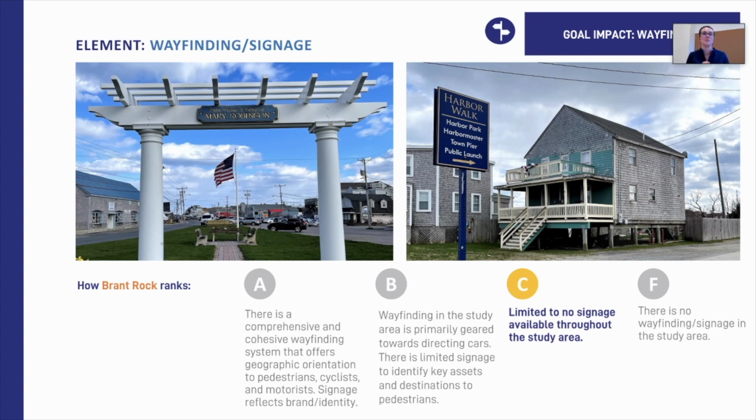So again, Brant Rock received a score of C, although you have some great signage for the Harbor Walk and for some of your greener spaces. There's no consolidated, comprehensive signage that intercepts those who are coming in from Dyke Road or from other residences and neighborhoods to figure out what we have in downtown. We know we have rocky roads, HAWKs, but it's hard for visitors to tell what's really going on or how far away parking is from their destination.